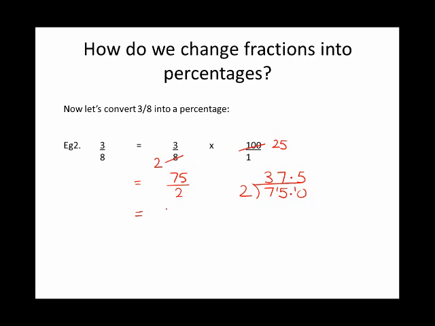So now we have our answer. 75 divided by 2 is 37.5. And if you remember, now we write in at the end the percentage sign. So in other words, 3/8 is equal to 37.5%.